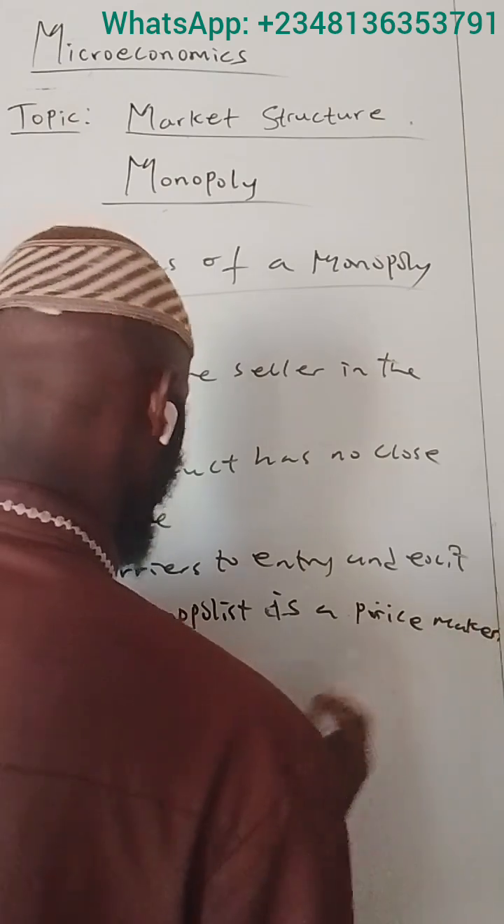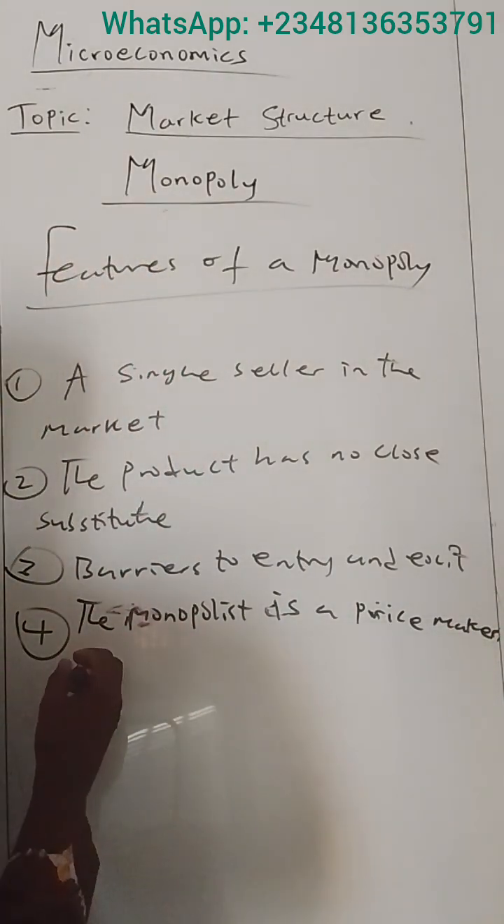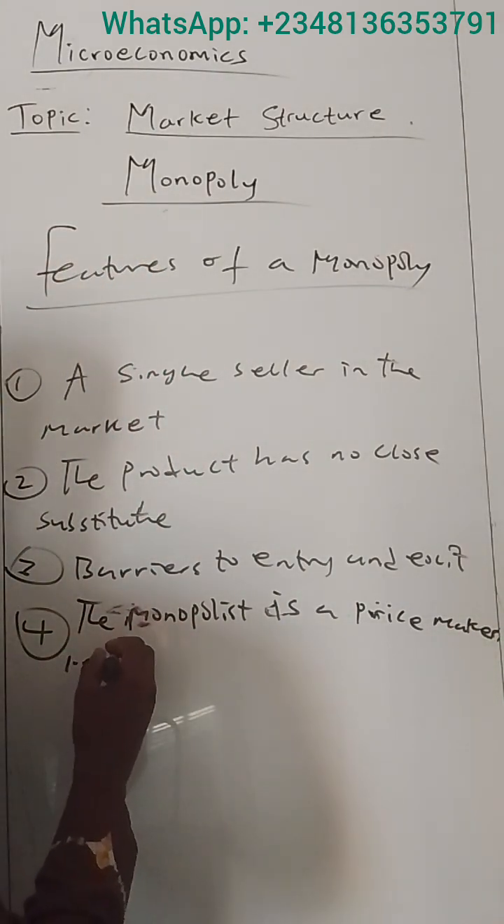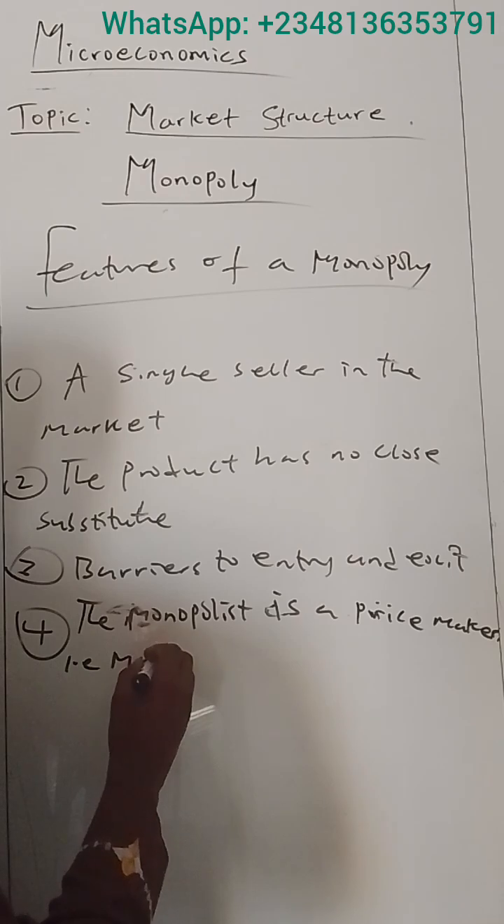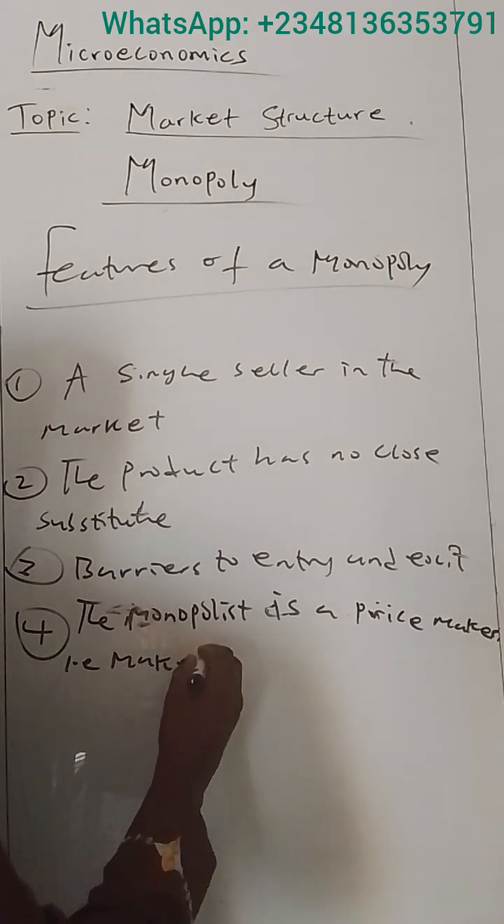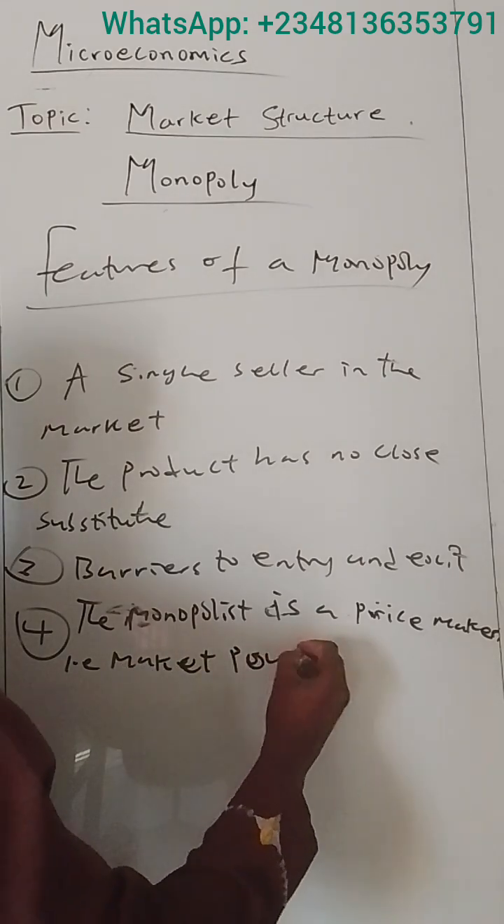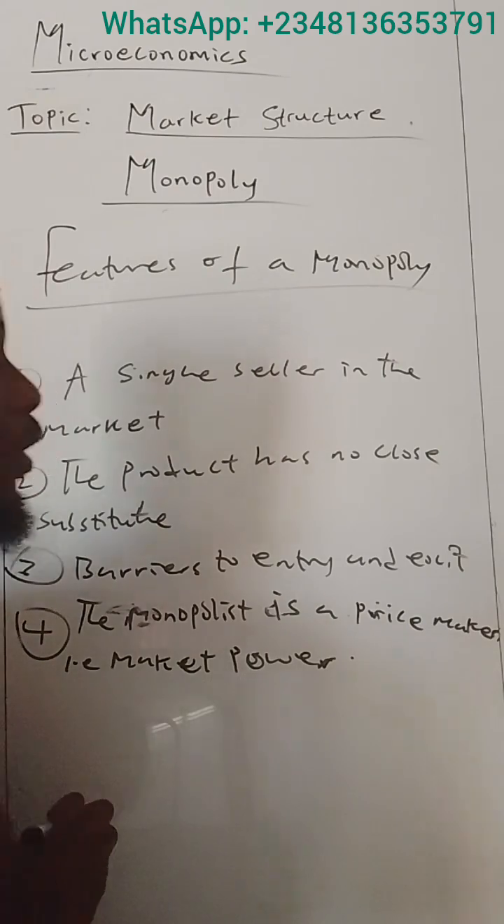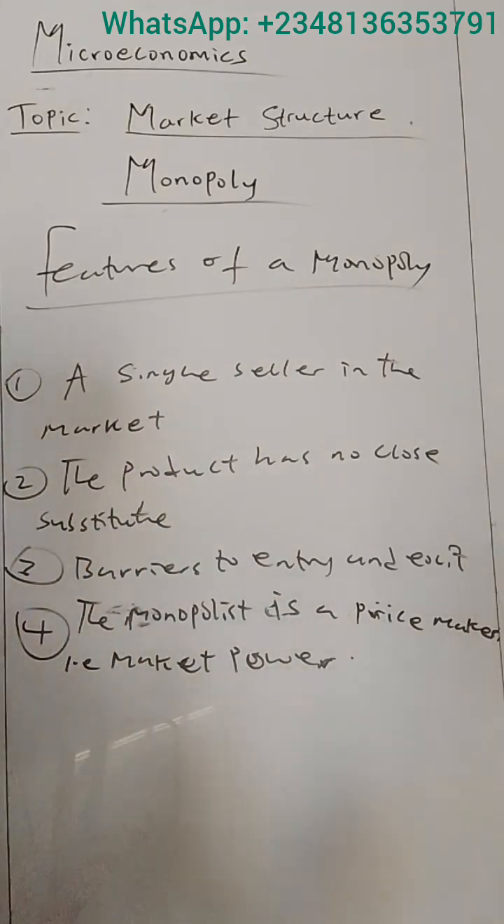It's a price maker in the sense that it has market power. Market power is the ability to influence the market price. So the ability of a firm to influence the market price, that's the market power. But a firm in a perfect market does not have such power to influence the market price.